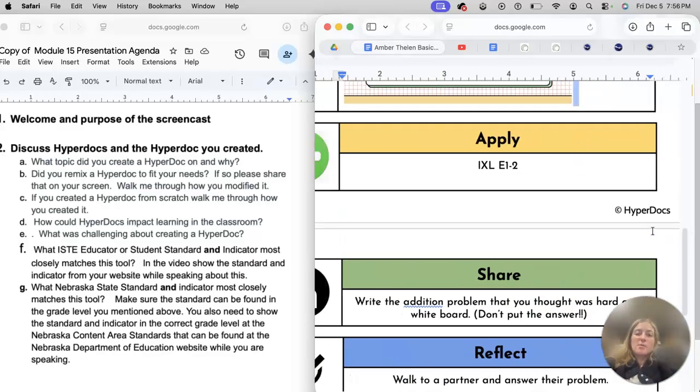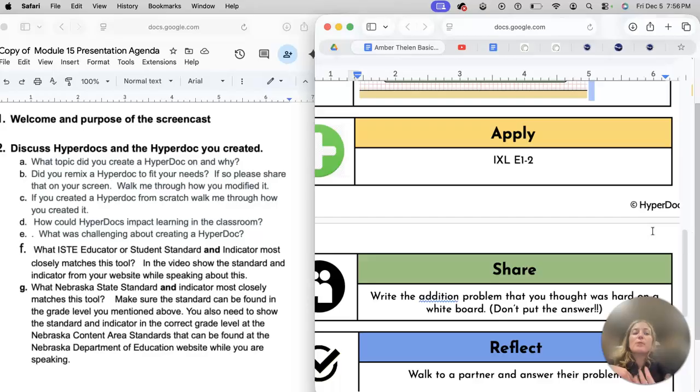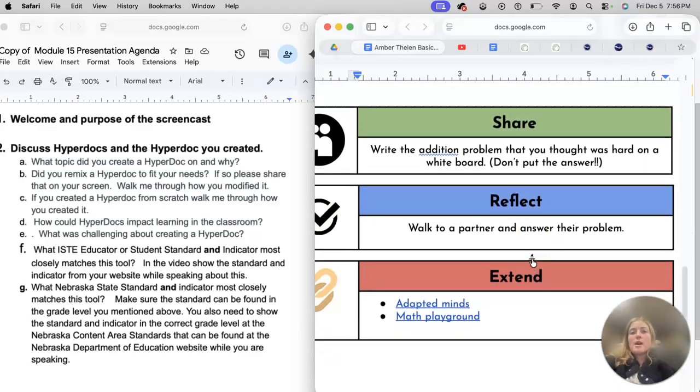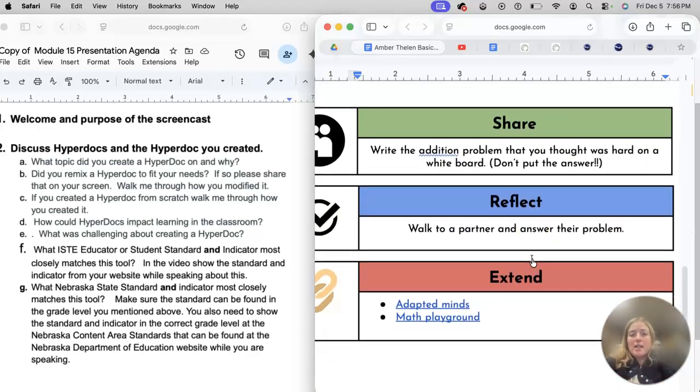So next, for the apply, that's kind of like an assignment, and it was supposed to be technology based. So I did IXL E1 through 2. The next ones were kind of word problems, so I was going to wait and do those a little bit later once they're more strong and confident in addition.